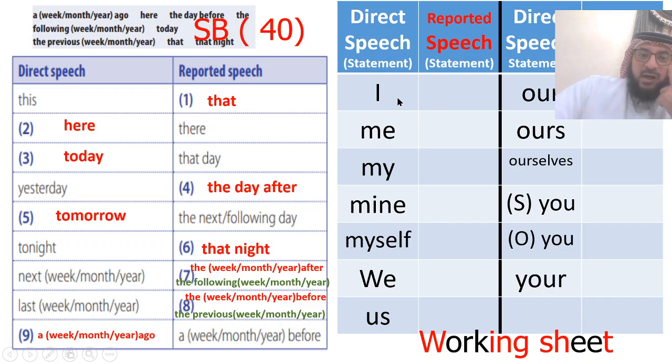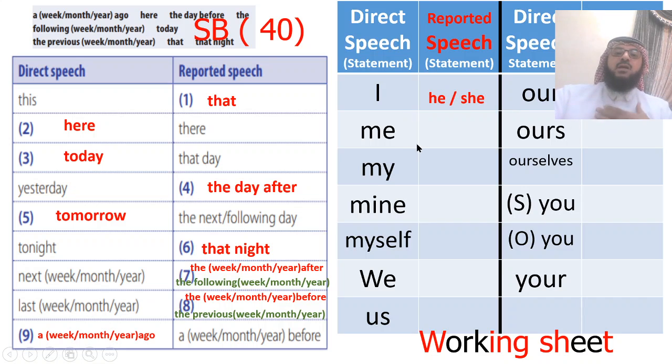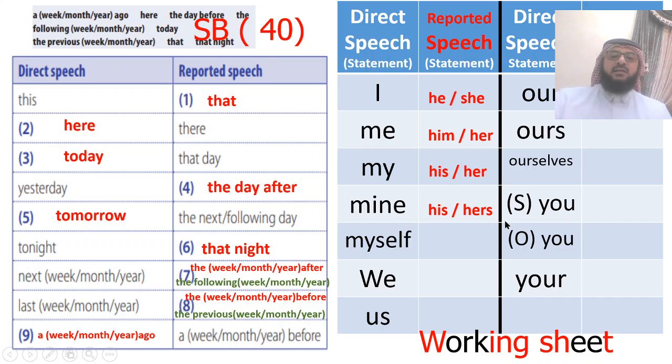نحول الضمائر بسرعة. I في الريبورت وش تصير؟ هي أو she حسب المتكلم. me him أو her. my ملكيتي his أو her. mine ملكية المضاعفة his أو hers. myself himself أو herself. we نحن تقول عليهم they. us نحن للمفعول تقول them. our تقول their. ours تقول theirs.